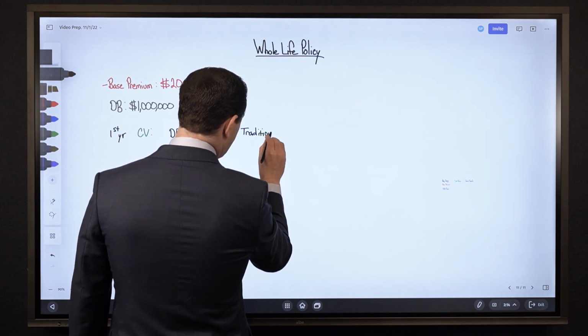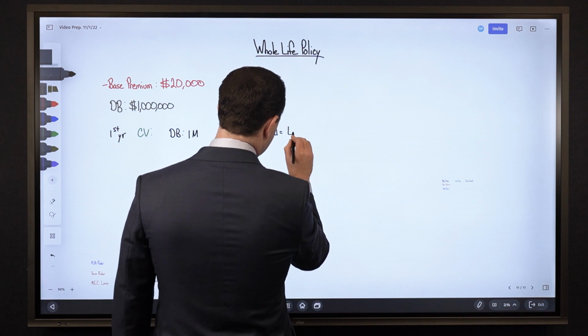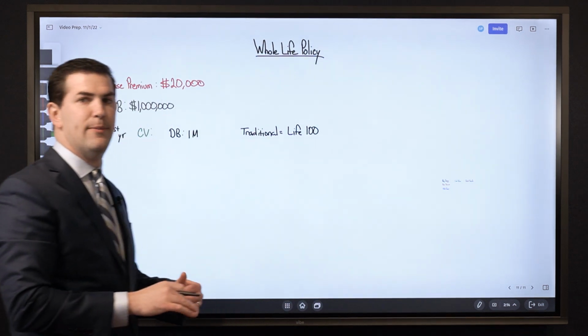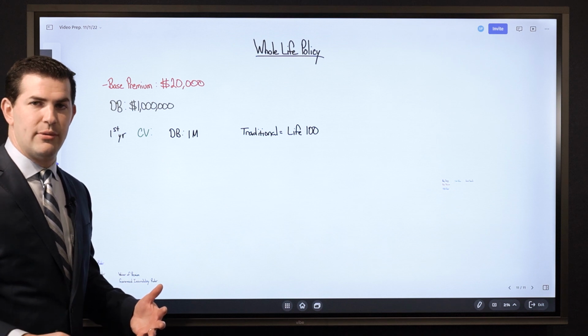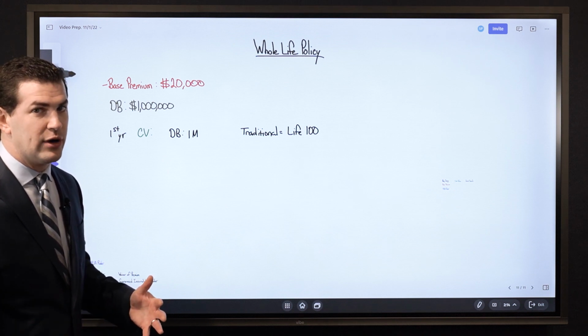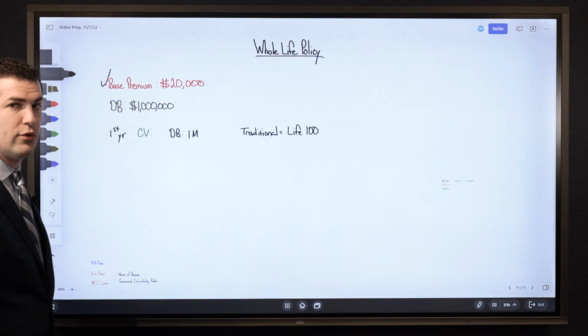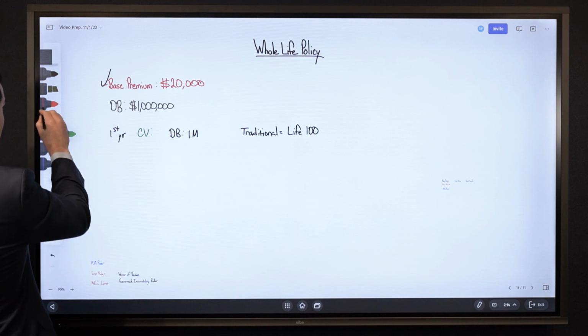Let me just provide a quick example here. Traditional equals life 100. And what that 100 represents is the age that you can make payments to the policy if you wanted to. Now, not everyone pays up until the age of 100, but that's how long the base premium is contractually due, for a long time.